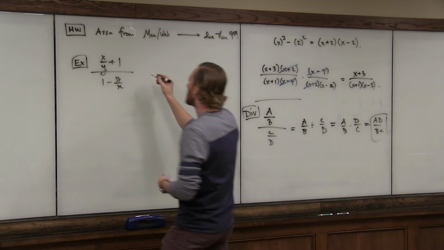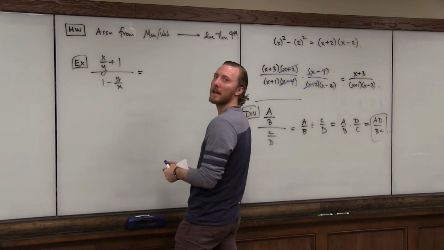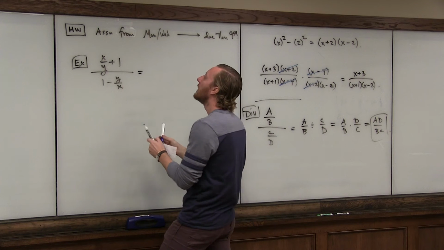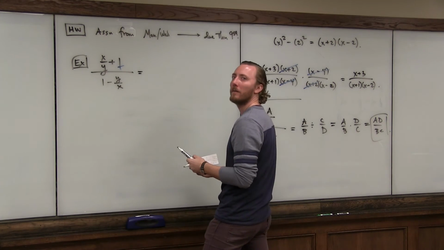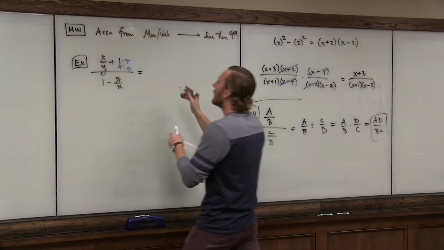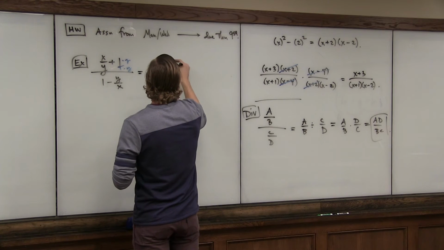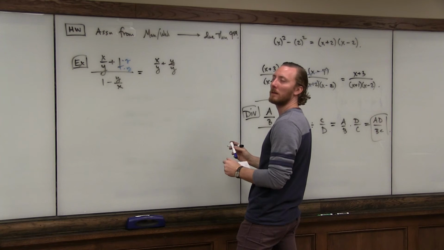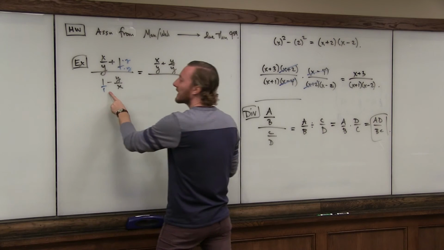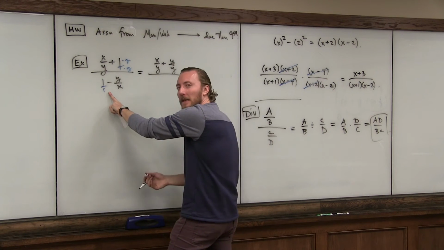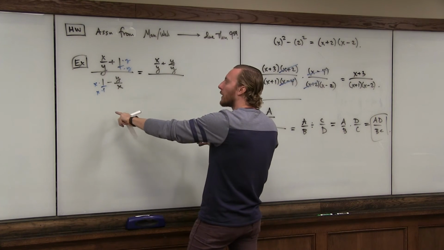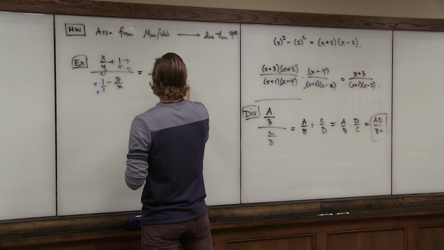So let's do that. Upstairs, to add, we need a common denominator. We have a denominator of y. Let's write both of the terms upstairs as a fraction over y. Remember, 1 you could think of as 1 over 1, and then to get that common denominator of y, you just multiply top and bottom by y. So upstairs we have x over y plus y over y. Downstairs, we have a denominator of x. To get a denominator of x, just multiply by x, and now x over x is 1. So x over x minus y over x.